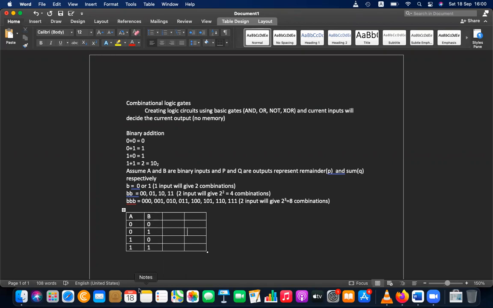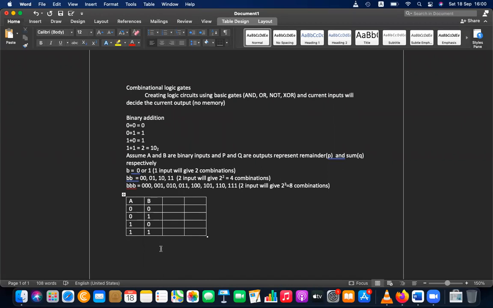Then you double and toggle. 0 0 1 1 0 0, double. Then you again double: 4 zeros, 4 ones. Okay, I'll give you more inputs and see. Okay, now you have P and Q.